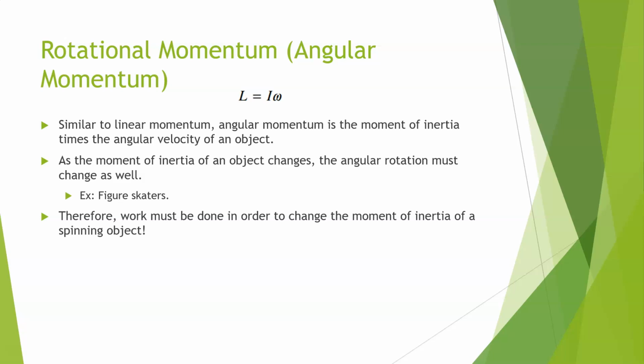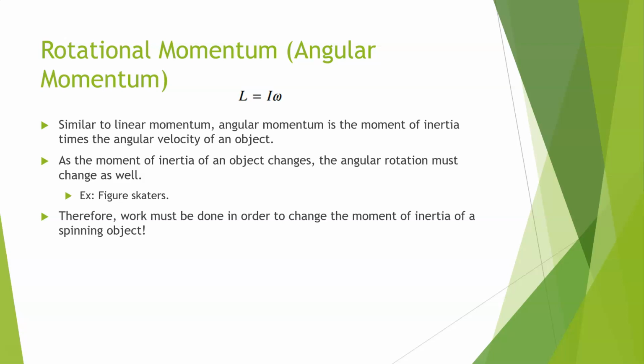The best way to think about that is the figure skater. As he or she has their arms extended outwards, that is causing mass to be distributed very far away from the axis of rotation, which means you have a very high I value. Now, as the skater pulls their arms inwards, that mass is no longer far away from the axis of rotation. It's getting closer and closer. That's going to cause the I value to decrease.